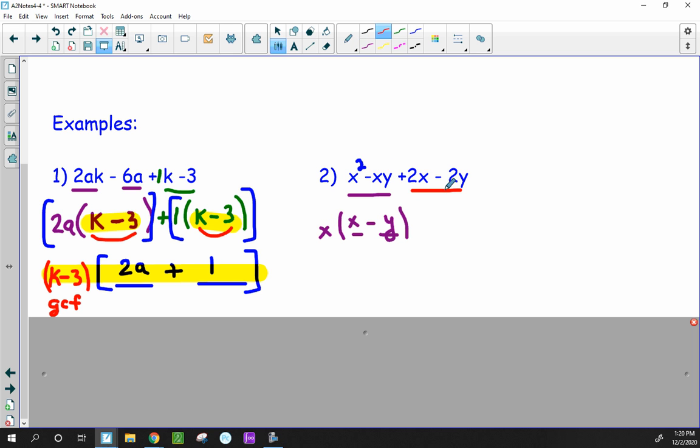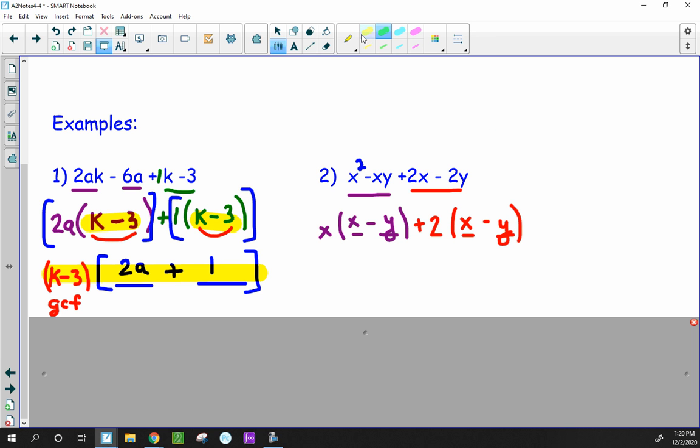Then I'm going to move to the terms I've underlined in red. I notice both of these have a 2. Now the signs, notice, are different. So here, you're just going to have to kind of guess and check. When they're different, I usually try the positive first and see if it works. If it doesn't work for me, then I'll go back and change it. So I'm going to pull out a positive 2. Positive 2 times something is positive 2x. Positive 2 times something is negative 2y. That's going to be a negative y.